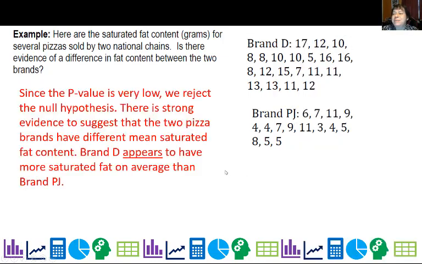All right, since the p-value is very low, practically 0, we reject the null hypothesis. There is strong evidence to suggest that the 2 pizza brands have different mean saturated fat content. In fact, if you want to add a conclusion, brand B appears to have more saturated fat on average than brand PJ.